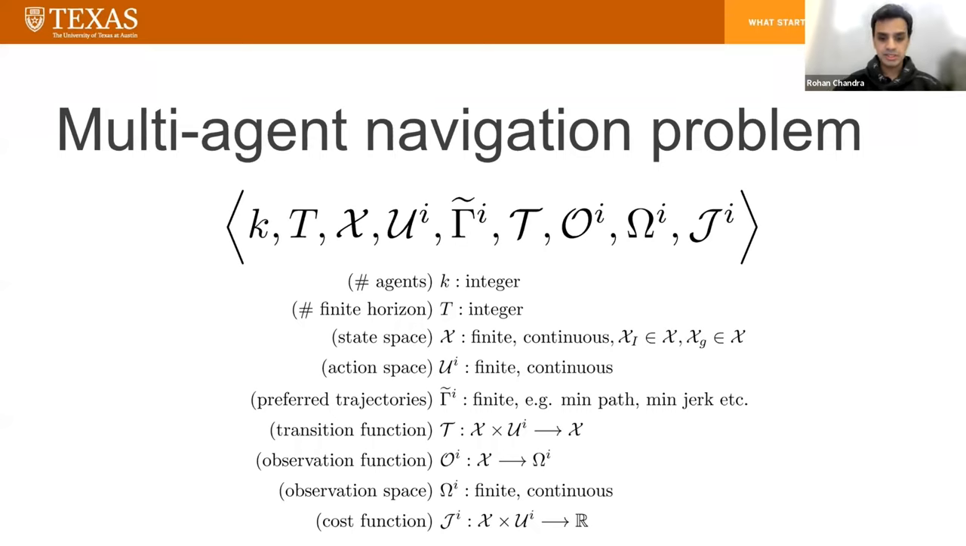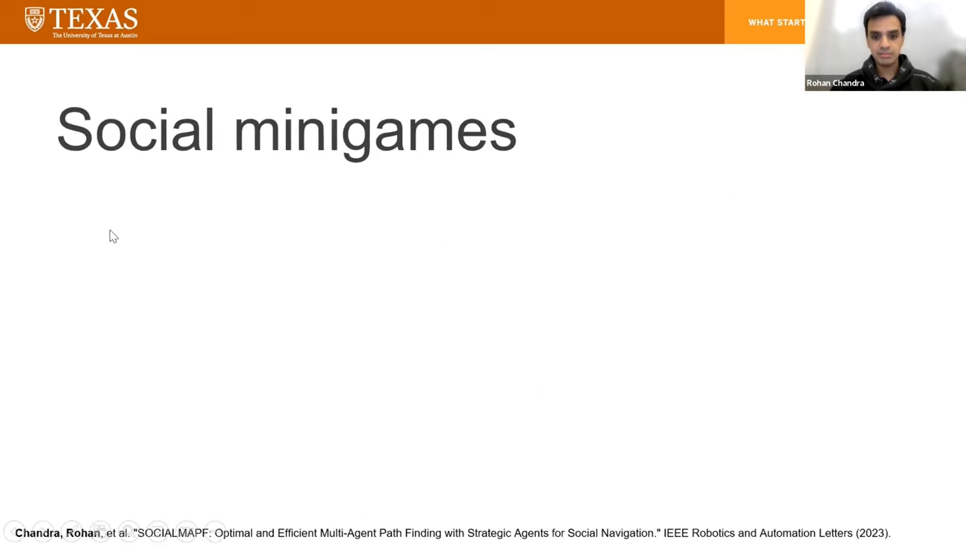The transition function is this curly T, and it obeys the kinodynamic constraints. So it picks a state of a robot, it takes the action that the robot will take from that state, and it spits out the next state which the robot will land into. And because we are general, we don't assume full observability of the state space. So we have an observation function, and we have an observation space. So the observation function also takes in a state and produces an observation that belongs to omega I. And then we have a cost function, J I, which again picks up a state of a robot, takes the action that robot is going to make from that state, and it gives you a cost value. So this is the general navigation problem.